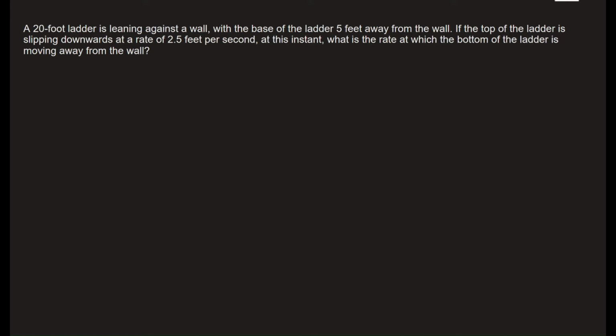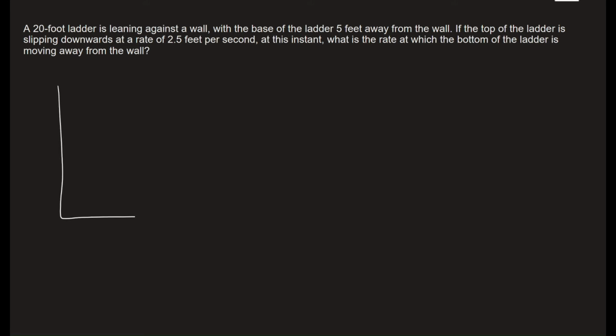Okay, a 20-foot ladder is leaning against the wall, with the base of the ladder 5 feet away from the wall. If the top of the ladder is slipping downwards at a rate of 2.5 feet per second, at this instant, what is the rate at which the bottom of the ladder is moving away from the wall?